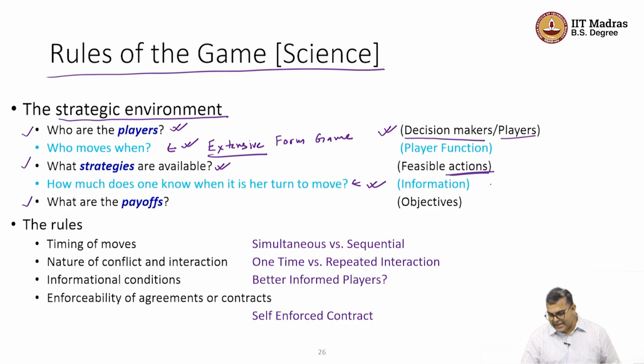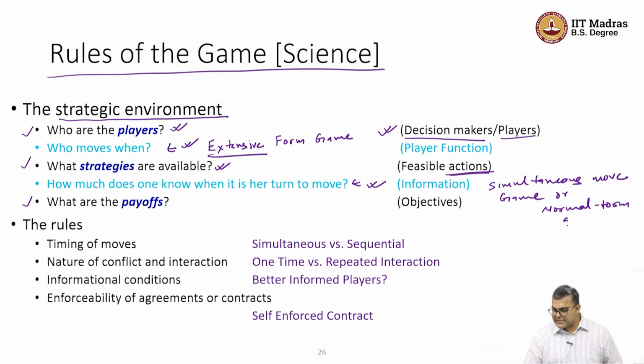This is already answered for the simultaneous move game or normal form game. In these games, players do not know anything, but in the war game that we discussed, army 1 is deciding to attack or not to attack, and then army 2 is deciding fighting and surrendering.